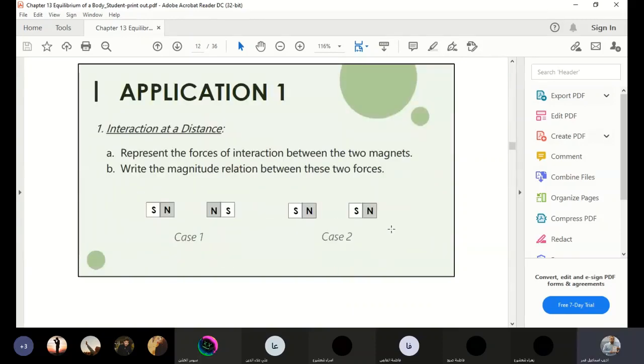Application 1, we also worked on this one. Represent the force of interaction between the two magnets. Write the magnitude relation between these two forces.